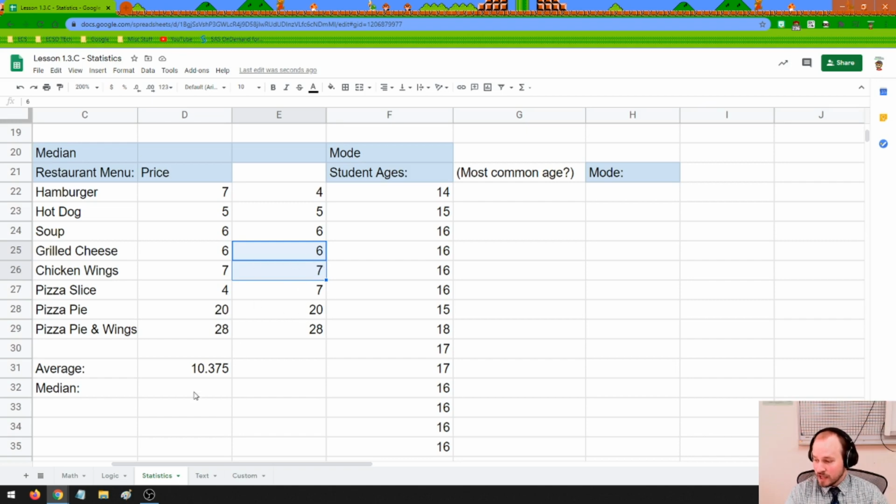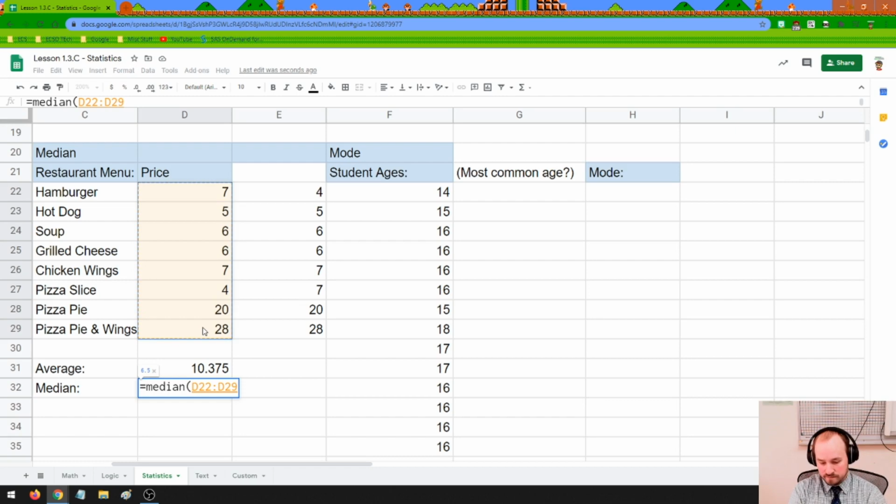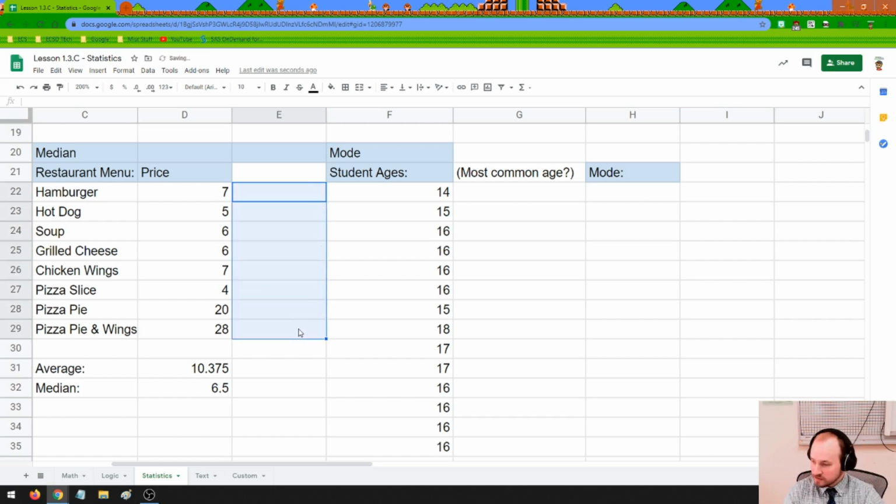All right, so let's see what happens when we find it. It's equals median, parentheses. We're going to choose the range of these prices, and we get 6.5, which is right between the 6 and the 7. So it tells us that when sorted, the middlemost number is 6.5. Now that's a little bit closer to seeing what the average meal is going to cost. Medians are used in a lot of different things. For right now, we just want to know that we can do it. That's the goal right now, just to learn how to use these equations.